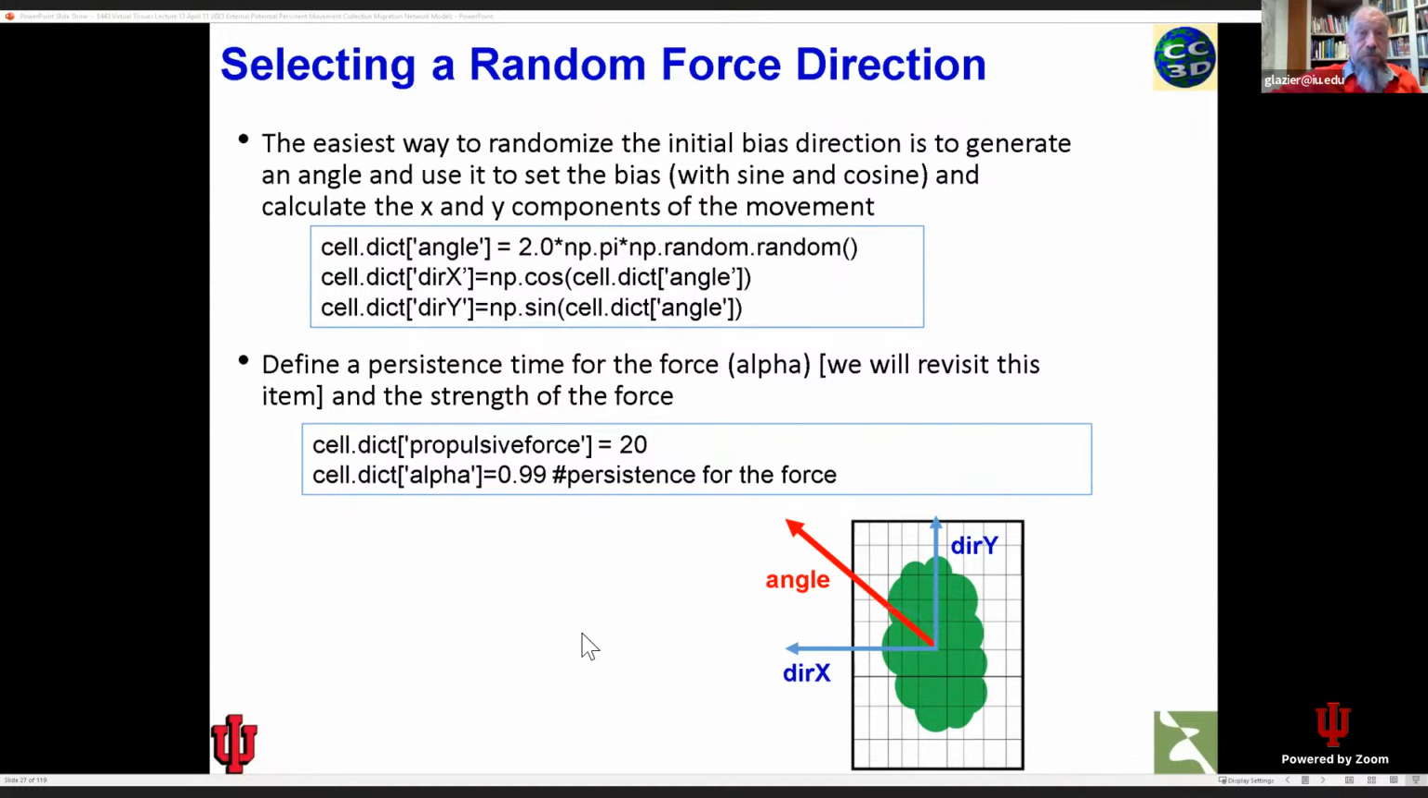That gives us a random angle. And then we'll convert that angle into the x and y vector components of that vector, NumPy cosine and NumPy sine. For the moment, we're not going to use the persistence time, but we'll just define it because we'll need it in a few minutes. So we'll define a persistence time for the force, which we'll call alpha. And we need a strength for the force, called propulsive force.